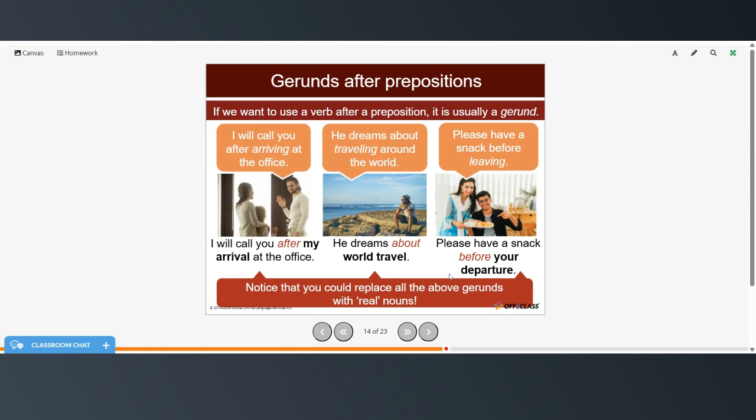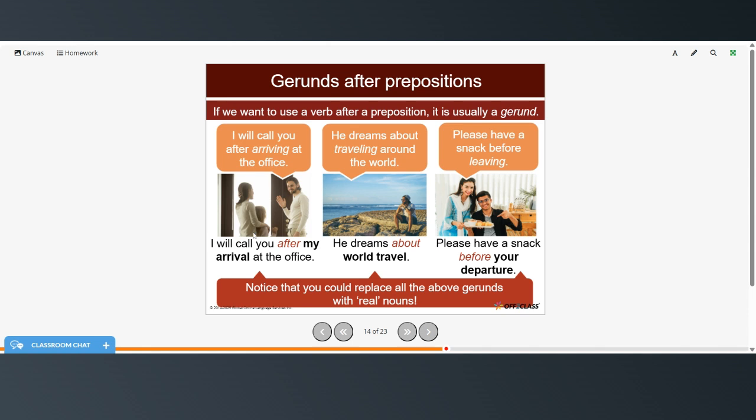So again, these are just your own ideas, and you can share those in the comments. Now, gerunds after prepositions. If we want to use a verb after a preposition, it is usually a gerund. I will call you after arriving at the office. We'll do the gerunds first, and then we'll talk about these other examples. He dreams about traveling around the world, and please have a snack before leaving.